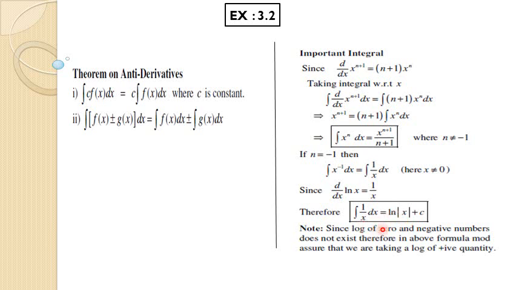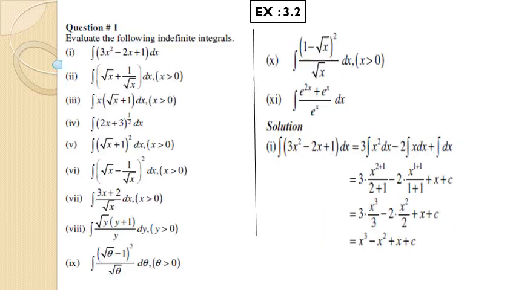Okay, since log of 0 or negative numbers does not exist, so therefore in above formula mod assures that we are taking log of positive quantity, means we have to take the positive one. Why? Because log of 0 and negative numbers does not exist. Okay, so these are two formulas, and in exercise you will see how we can apply these formulas.